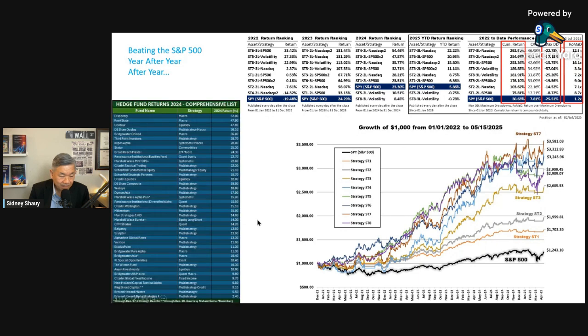And if we compare this to hedge fund results, you can see that for 2024, our results for 2024 are here. We outperformed the S&P 500 with almost all the strategies except the volatility ones, and if we compare with this, we're pretty much at the top of the list.